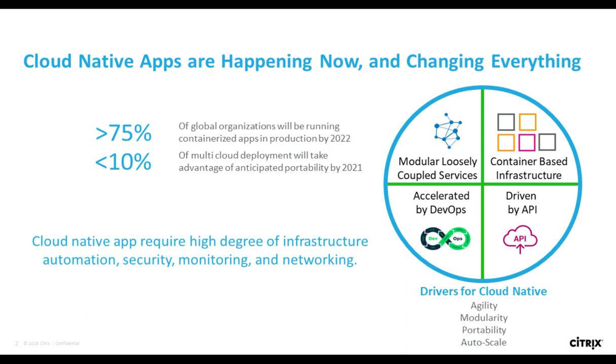Cloud-native applications also require a very high degree of infrastructure automation, security, monitoring, and networking. This really helps the DevOps team to deliver and deploy new applications and updates much faster. And one more critical point, most of the container-based applications are using the Kubernetes platform today.